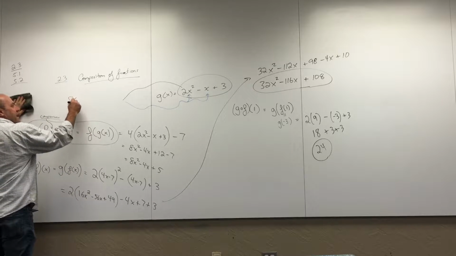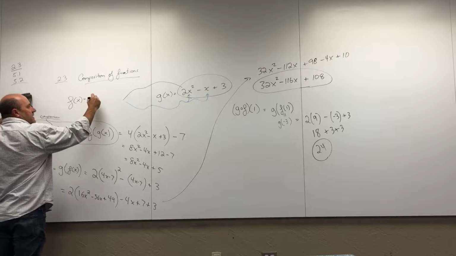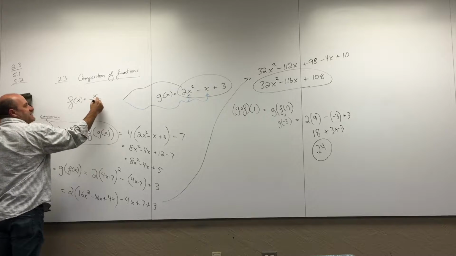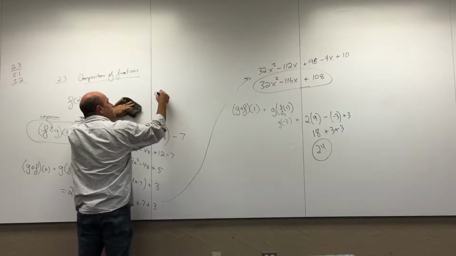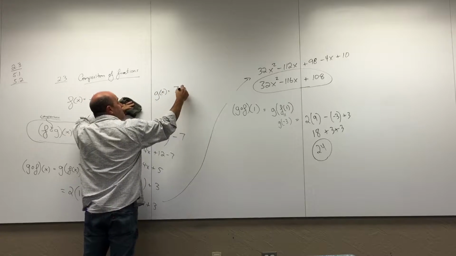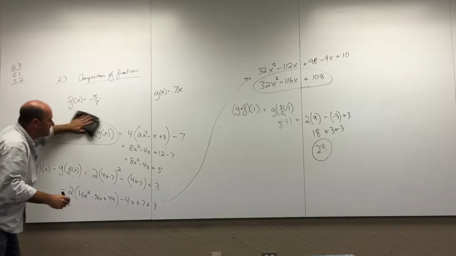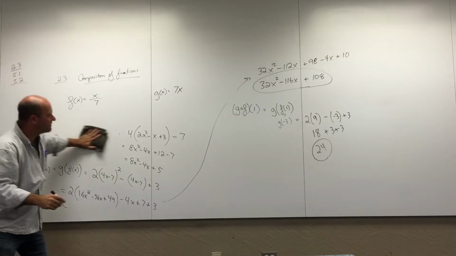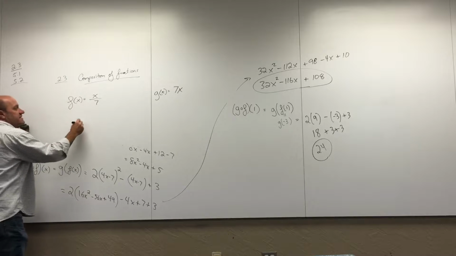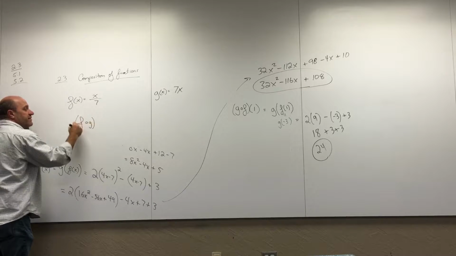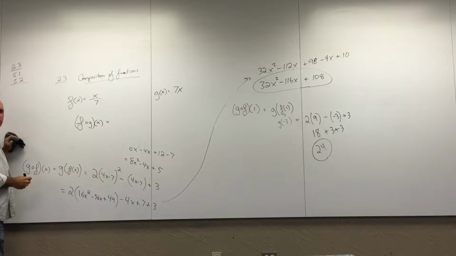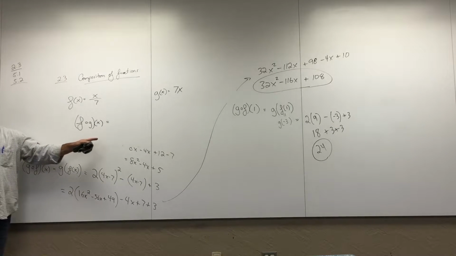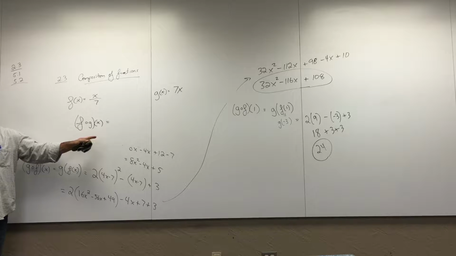Watch this guy. F of x is x divided by 7. And g of x is 7 times x. What is f composed with g? I know, what does that mean? F composed with g. Stick g into f. That's how we read that.